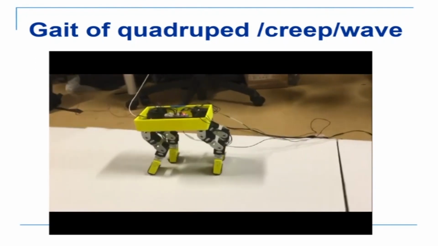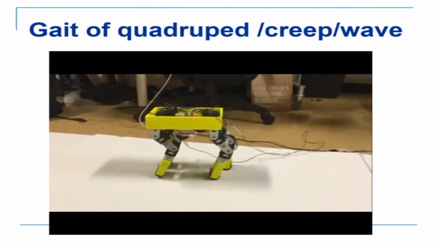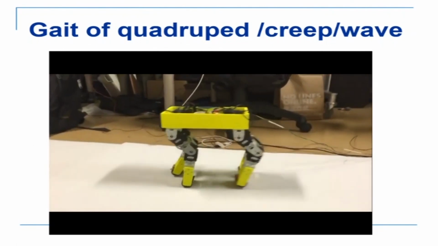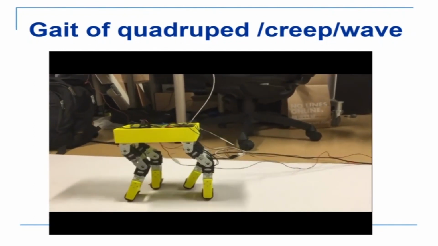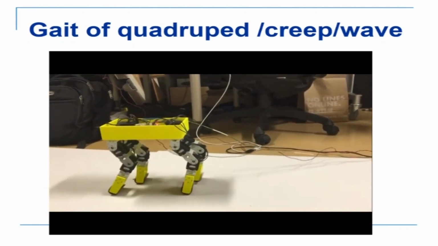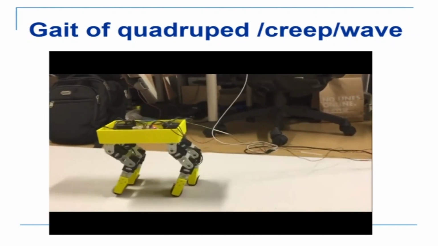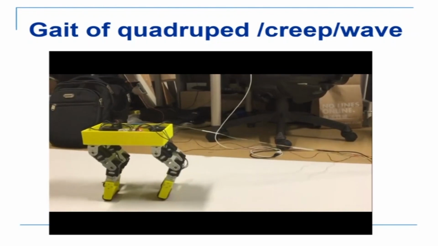Okay, now you can have different variations of it. For example, you can have diagonal gait, as in the case of a big dog. Okay, but it's more difficult to control. So now you would understand what we are talking about in terms of stability.